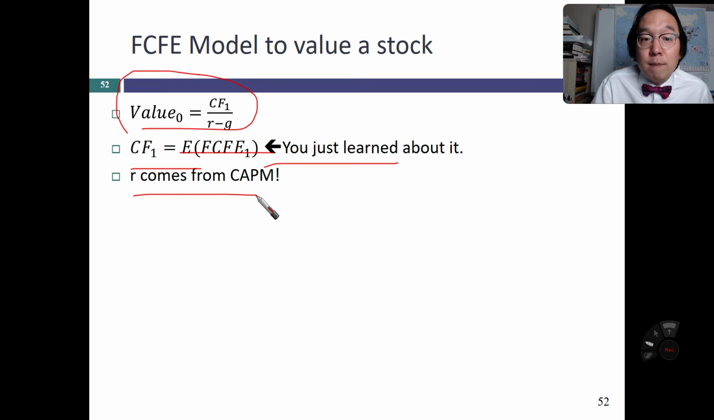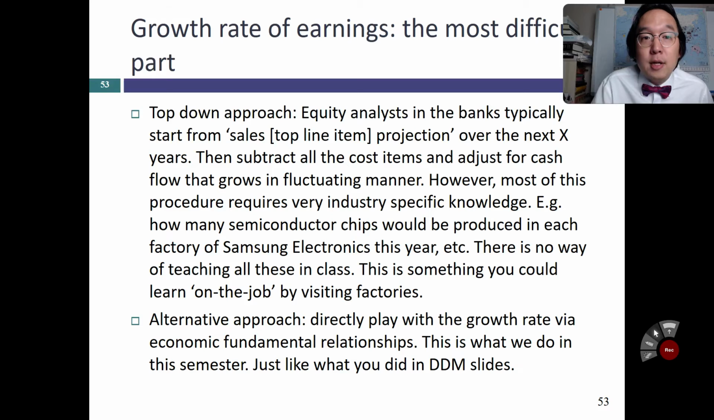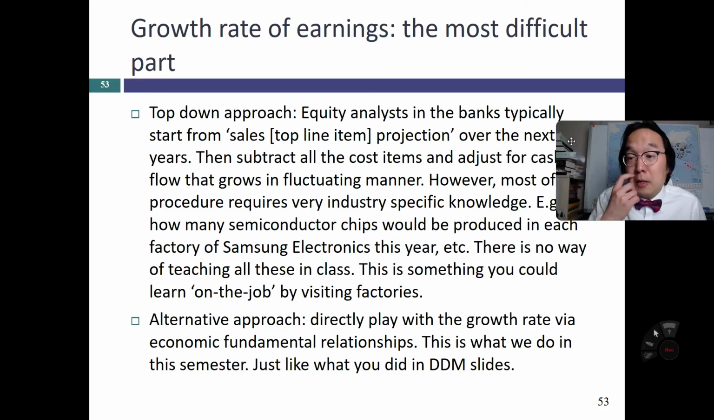R comes from CAPM, right? Seems like we are ready, but growth. Here, again, the growth should be growth in net income, okay? So growth rate of earnings. This is the most difficult part, okay?